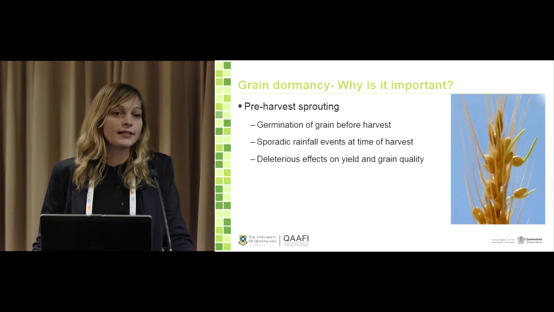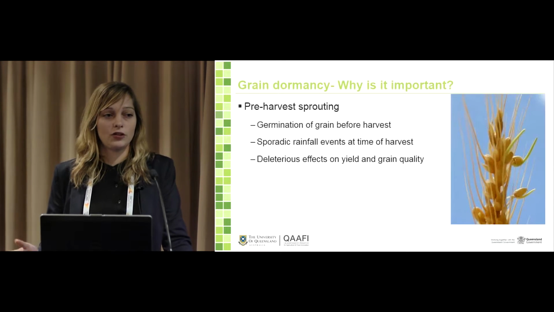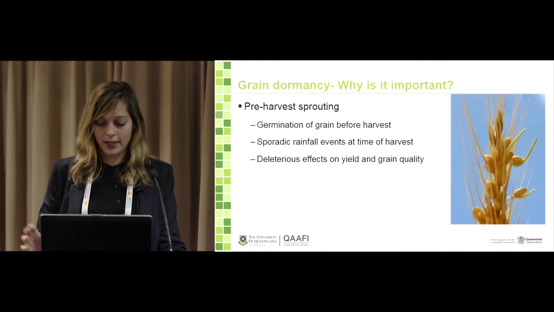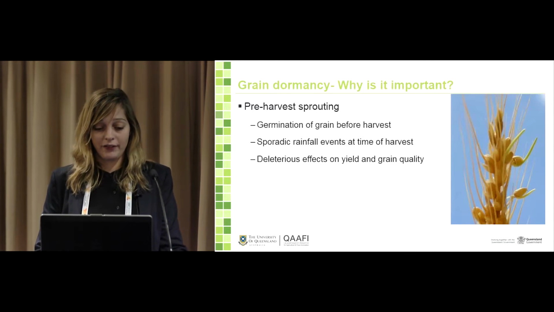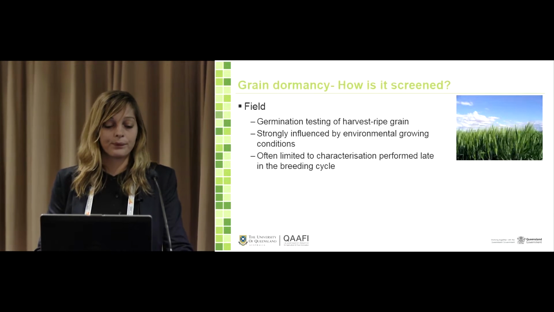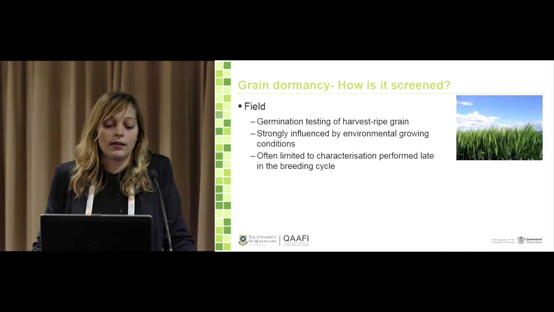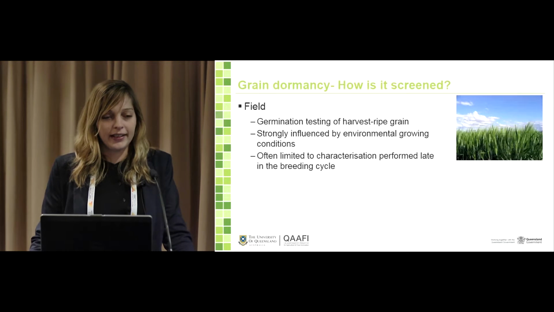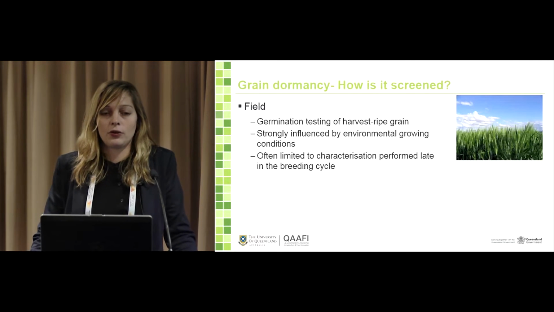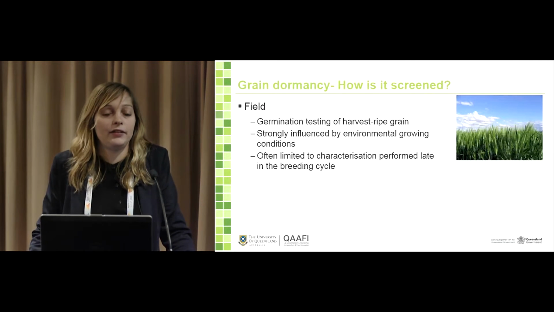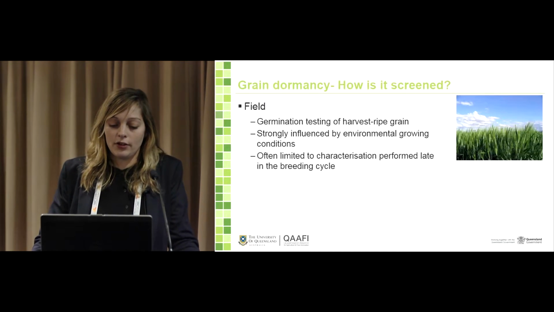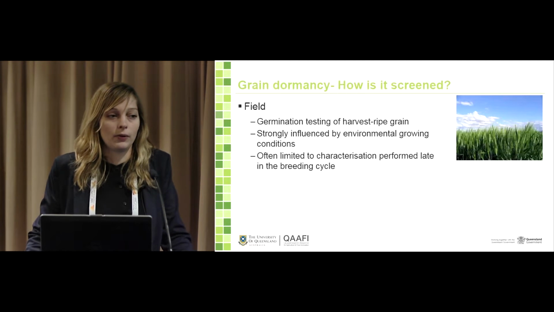Grain dormancy is when the seeds do not germinate, even if the seeds are placed in the optimum condition for germination. So that's a trait relevant for breeders. And typically, dormancy is screened by germination testing of harvest ripe grain. But in the field, it's quite complicated. Grain dormancy is controlled by many QTL, so it's highly influenced by environmental conditions, and it's often limited to characterization performed late in the breeding cycle.